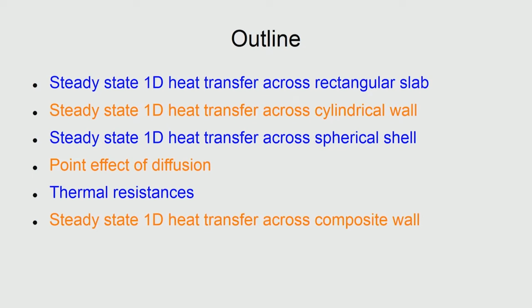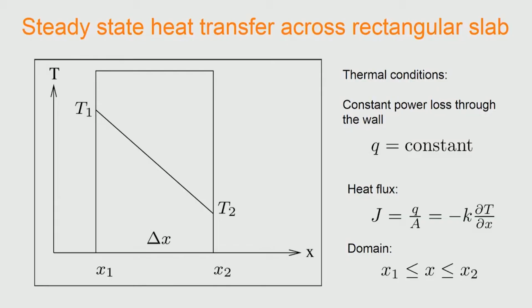And through the process of looking at these 1D steady state heat transfers, we will come across what is called the resistance to heat flow or the thermal resistance, and that is where we bring the concept of point effect of diffusion. And then we will also apply this to heat transfer across a composite wall, which will be very useful for us because in metallurgy we come across the furnaces where heat treatment is done, and all furnace walls are basically composite walls.